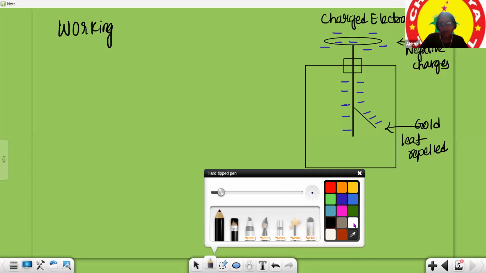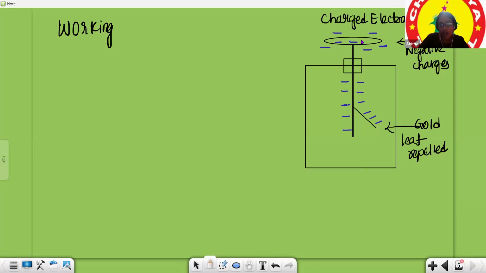See what is happening, students. Whenever you bring a charged object towards the electroscope, here we have placed it. You can see that the negative charges are traveling inside and the gold foil is getting repelled. So this is repulsion. Why is repulsion happening? Because of similar charges.